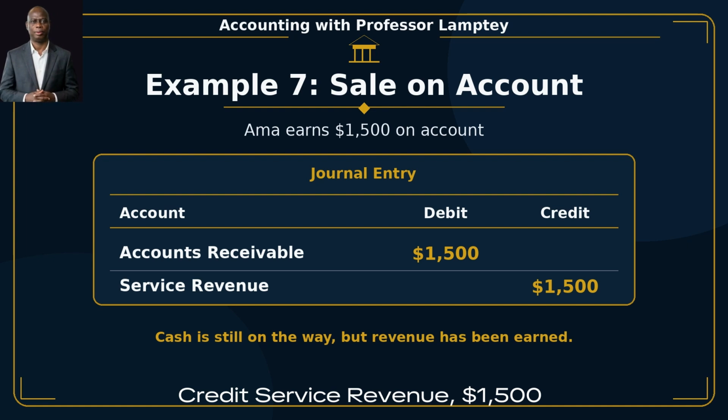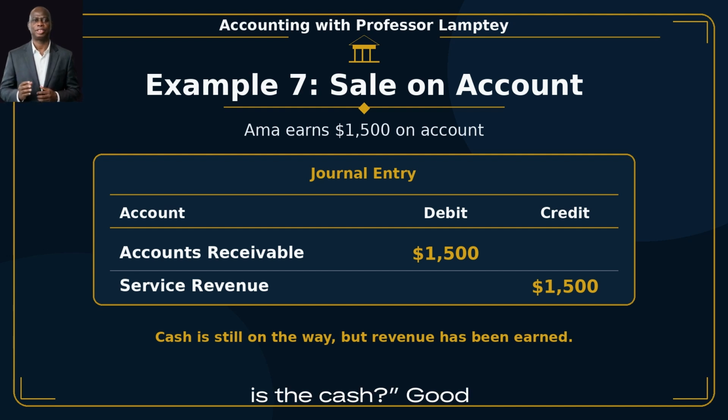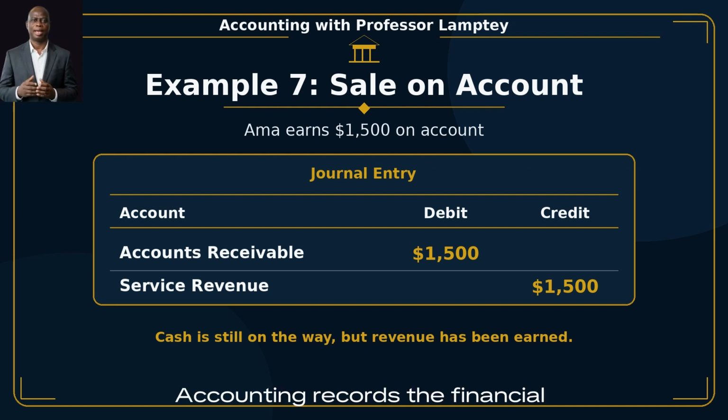Credit service revenue, $1,500. This is where some students say, "Professor, where is the cash?" Good question. The cash is still on the way. Accounting records the revenue because the work has been done and the customer now owes the business. That is why we use accounts receivable. Accounting is not only about cash movement. Accounting records the financial effect of the transaction.